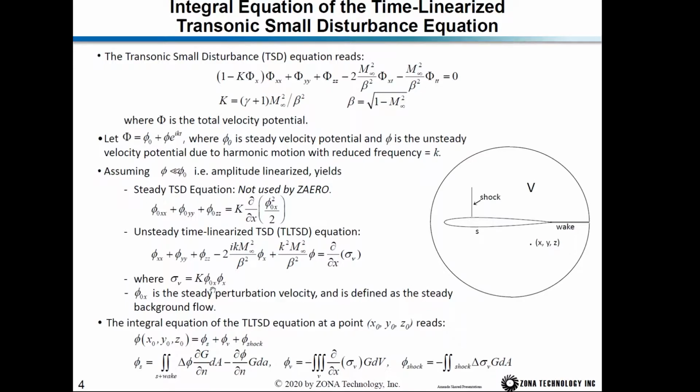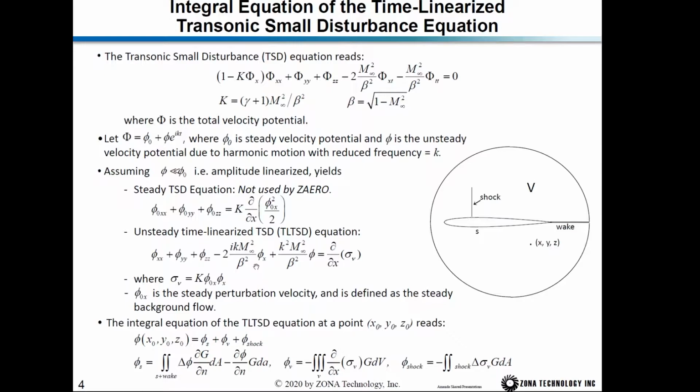sigma consists of phi naught x. Phi naught x is the steady perturbation velocity. This is defined here as the steady background flow. So this is a linearized equation, but with varying coefficients. And these varying coefficients in ZTRAN are provided by a high fidelity CFD solver, like a Navier-Stokes solver or Euler solver. Therefore, in ZTRAN, we do not solve the steady TSD equation. We rely on an externally provided high fidelity CFD solution.